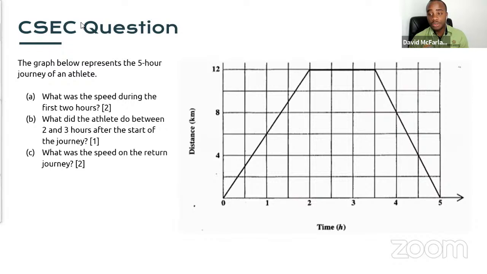All right, let me quickly read it for you. It says, the graph below represents the five-hour journey of an athlete. A, what was the speed during the first 2 hours? B, what did the athlete do between 2 and 3 hours after the start of the journey? And C, what was the speed on the return journey?